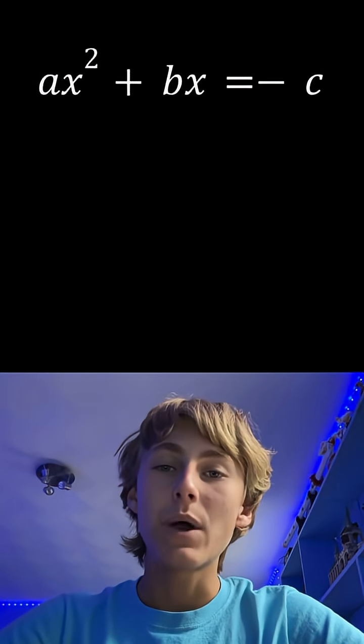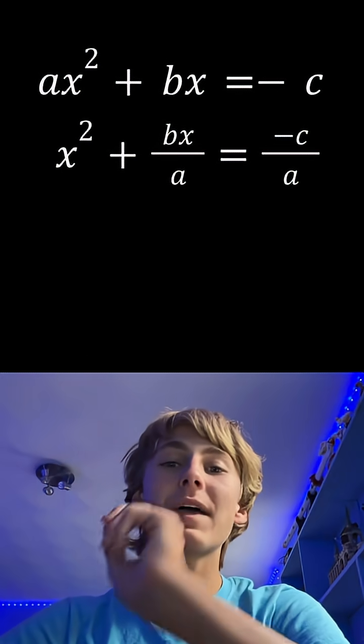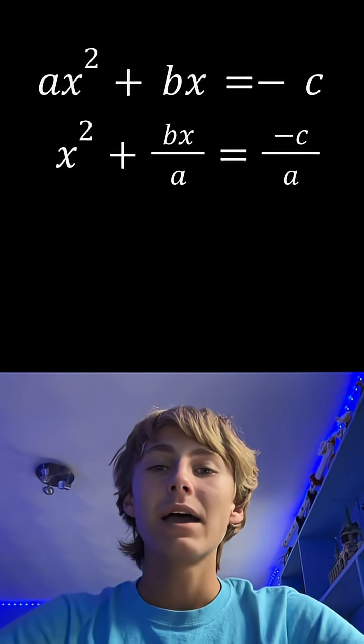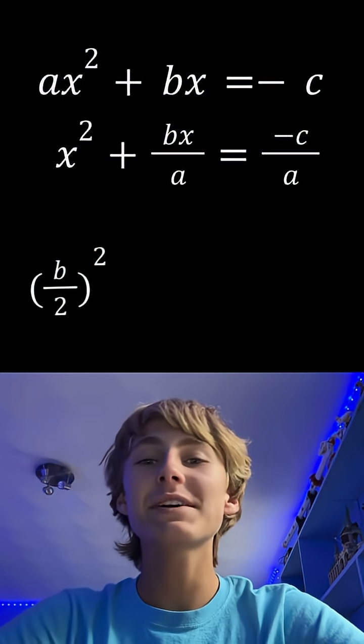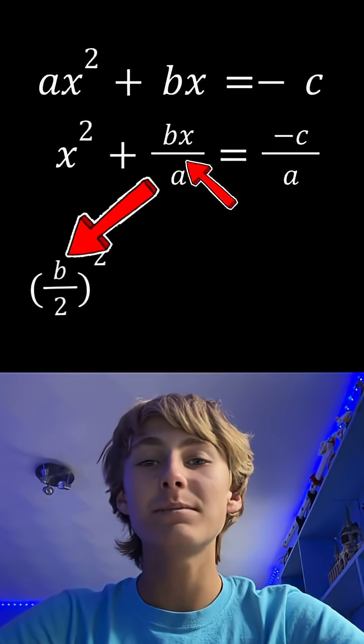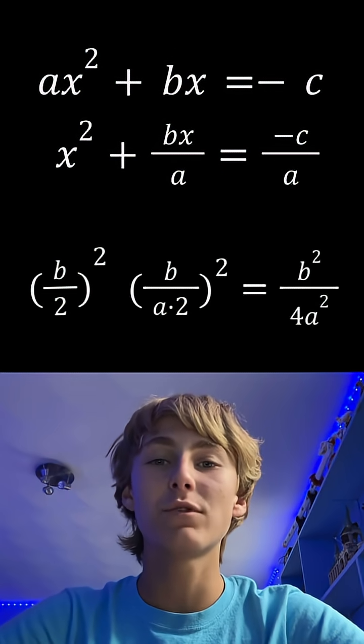Now we're going to complete the square. We'll divide every term by a so that the x squared term doesn't have a coefficient. And now we'll complete the square by adding b over 2 squared to each side. Since the coefficient of x is b over a, we'll plug that into b over 2 squared, and we get b squared over 4a squared.